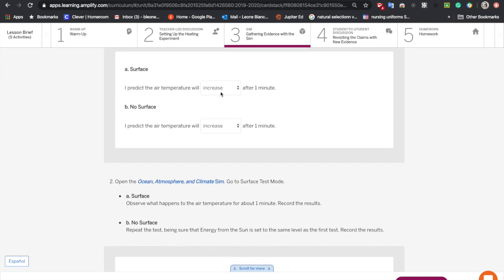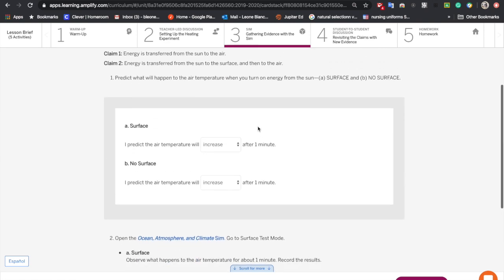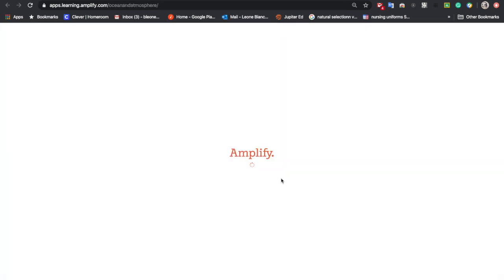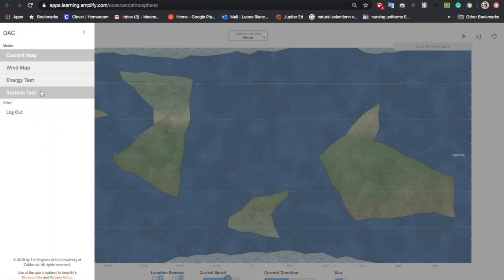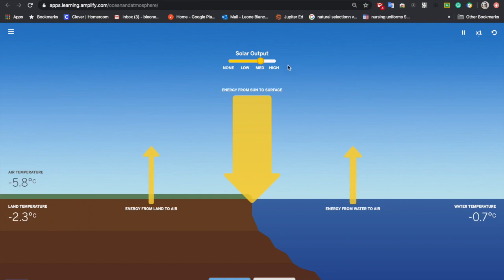I predict that the temperature will increase for both after about a minute, mostly because there's a heat lamp. But we're actually not going to use the heat lamp to get information right now. We're going to use the simulator for now while we do the experiment. And what we're actually looking at is the surface test, because we're looking at this kind of information. And I'm going to let it play out for about a minute.